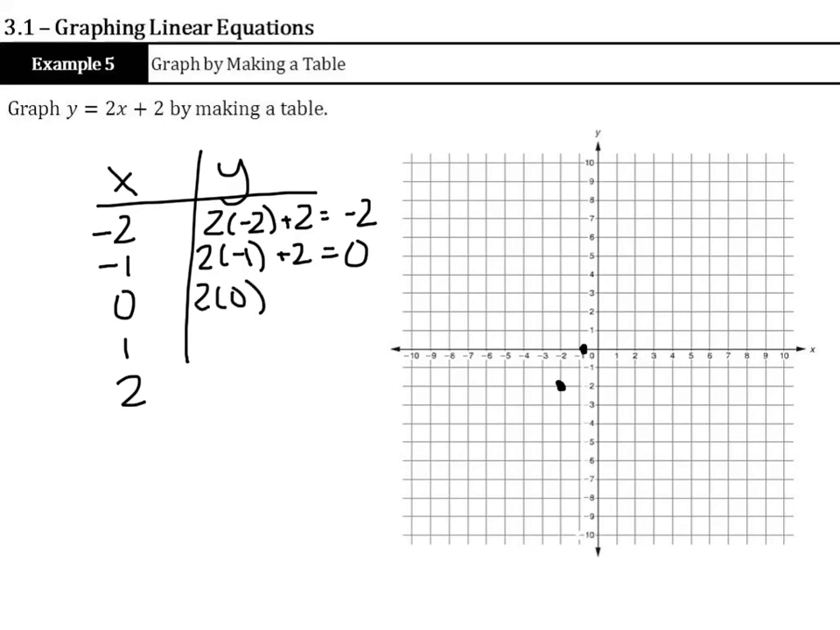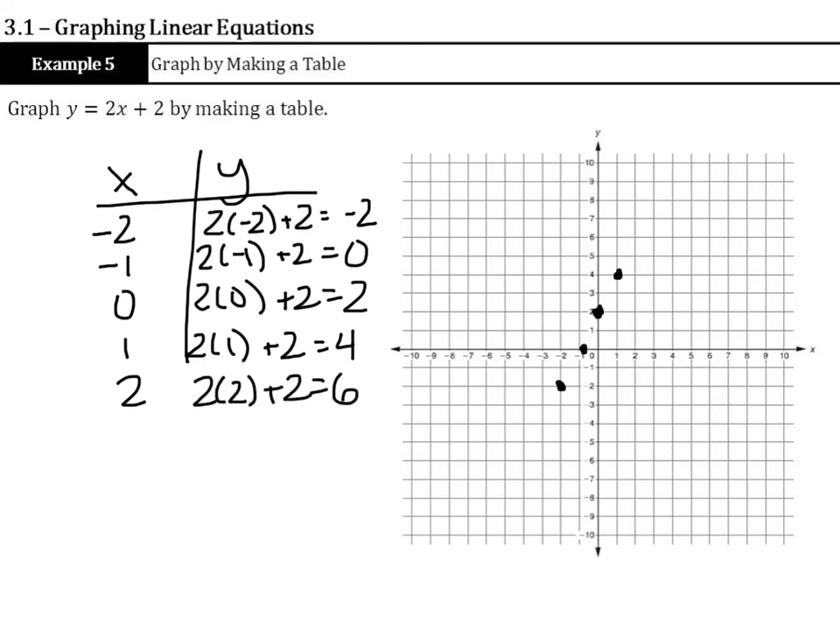2 times 0 is 0, plus 2 is 2, so we're at 0, 2. 2 times 1 is 2, plus 2 is 4, so 1 is going to be at 4, and you can see where this is starting to form a line. 2 times 2 is 4, plus 2 is 6, so we have 2, 6. Our 5 points show that we do have a linear function. You can sketch in your line through the points. You could also graph by making a table.